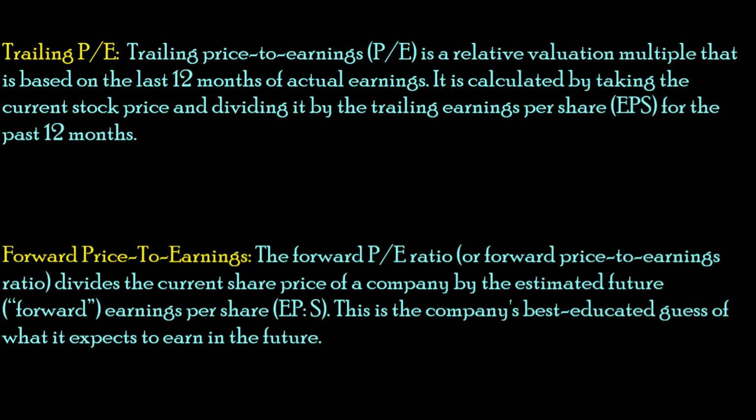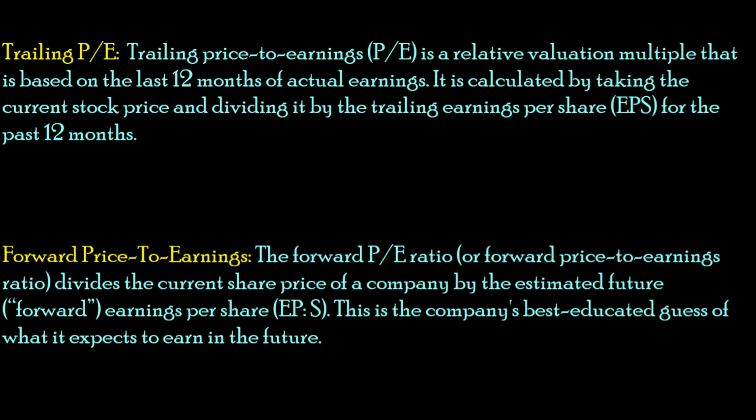PE comes in two main varieties. First, we have the trailing price to earnings. Trailing price to earnings is a relative valuation multiple that is based on the last 12 months of actual earnings. It is calculated by taking the current stock price and dividing it by the trailing earnings per share for the last 12 months. It's the most popular PE metric because it's the most objective. It's based on real proven data, assuming the company reported earnings accurately. Some investors prefer to look at the trailing PE because they don't trust another individual's earnings estimates. But the trailing PE also has its share of shortcomings. Mainly, a company's past performance does not signal future behavior.